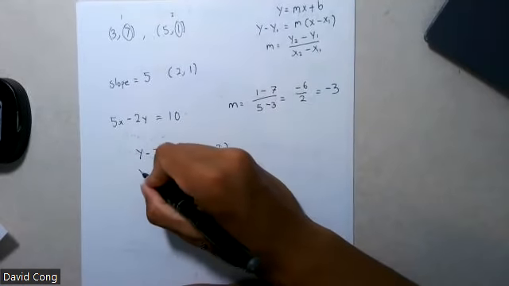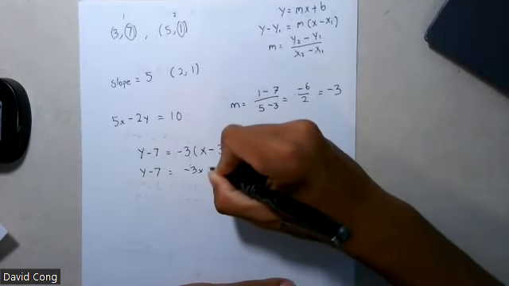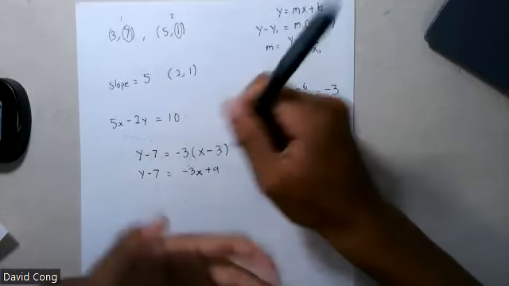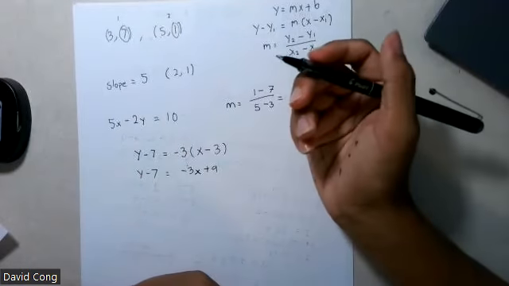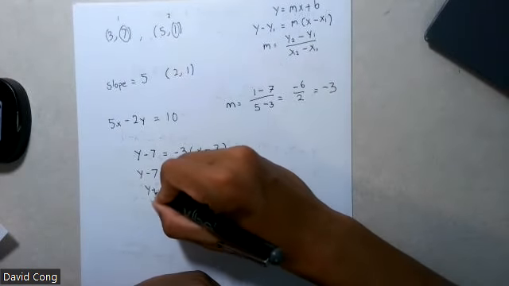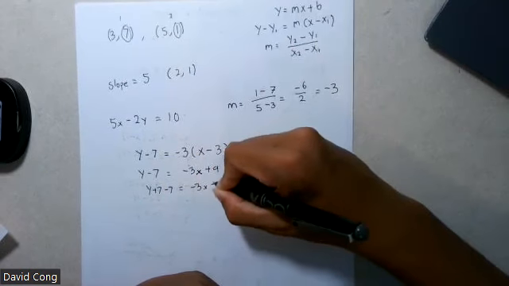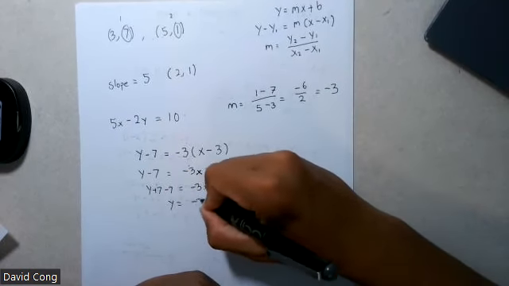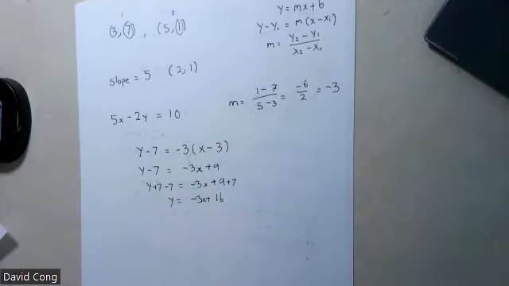So let's just finish this. We have y minus 7. We want to multiply out the -3, so we get -3x plus 9. That's after we just distribute. And then we don't like this -7, so let's add 7. We have to add 7 over here too. So this becomes 0. So our answer is -3x plus 16.